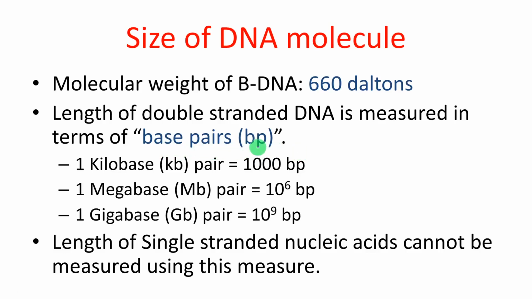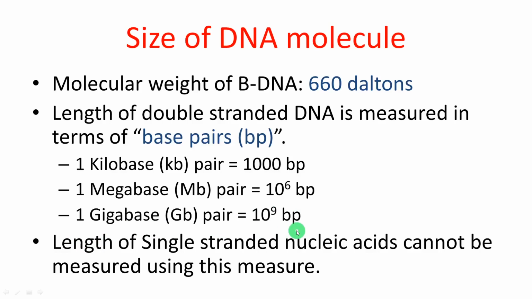Now these base pairs can also have higher values, and those higher values are measured as kilobase pair, megabase pair and gigabase pair. The conversion of kilobase pair, megabase pair and gigabase pair to base pair is given over here. So 1 kilobase pair will be equal to 1000 base pair, 1 megabase pair will be equal to 10 raised to 6 base pair, 1 gigabase pair will be equal to 10 raised to 9 base pair.